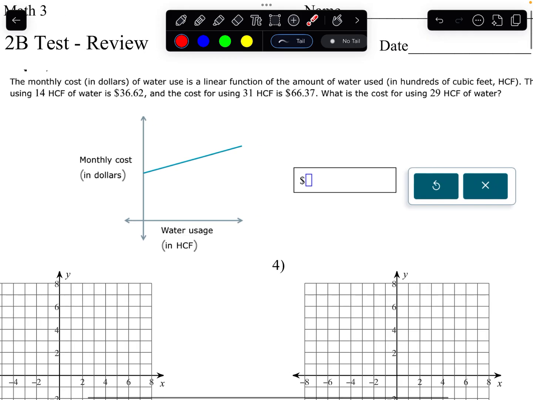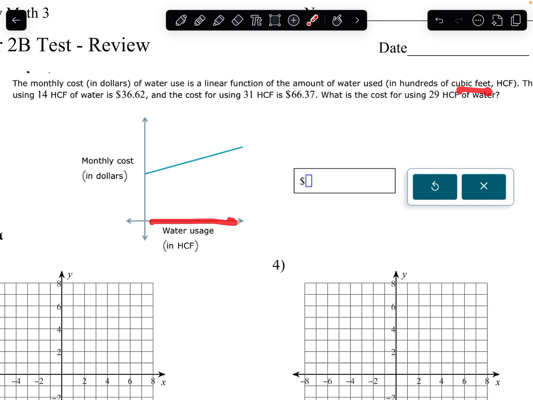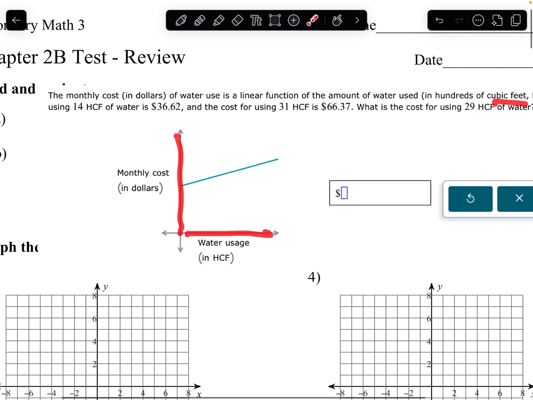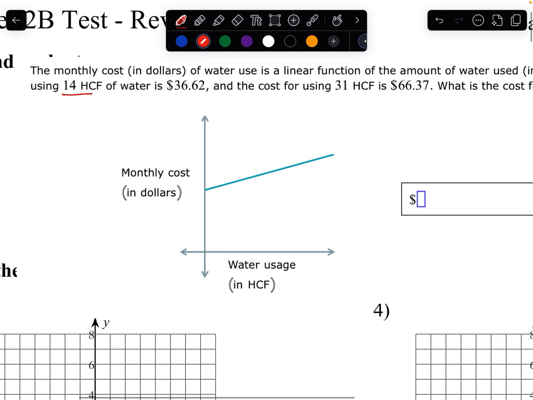we've got the monthly cost in dollars of water use, and it's a linear function for the amount of water. So whenever we use water, that's measured in 100 cubic feet. This is how much it costs. So the cost for using 14 of these right here. So what I'm going to do as I go along is keep note of these right here. 14, 13.62.